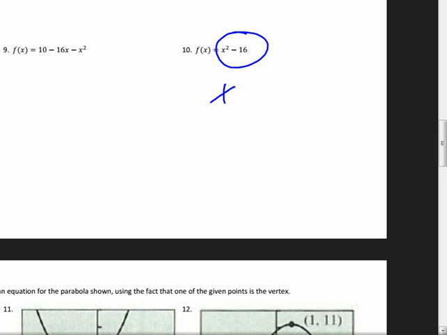X plus 0 squared minus 16. Now it looks like vertex form, doesn't it? Nice job.